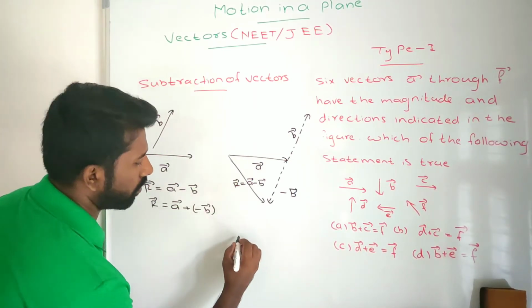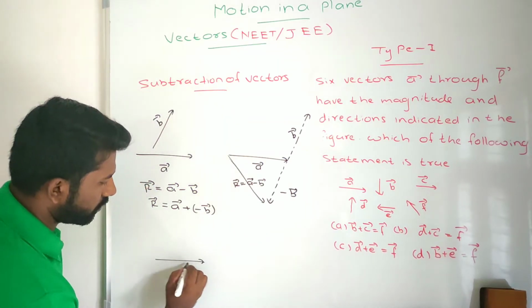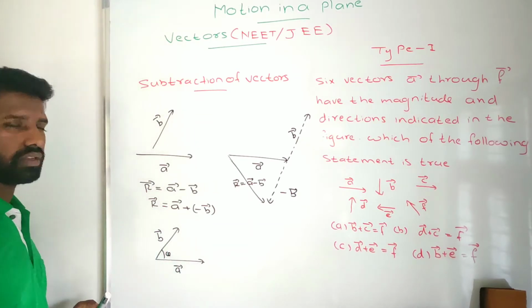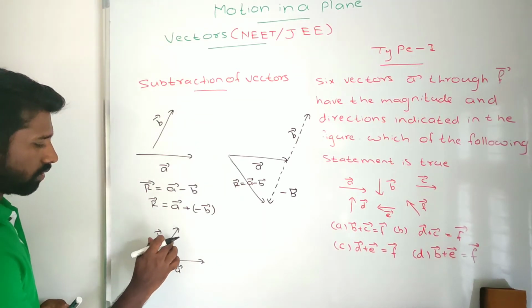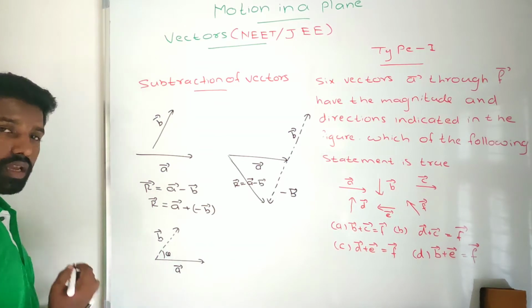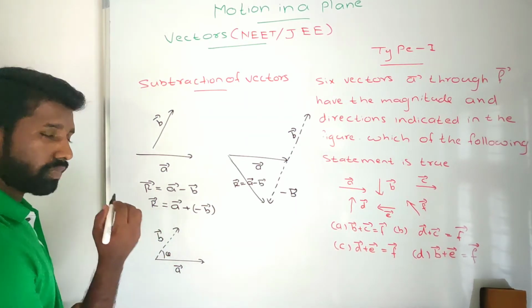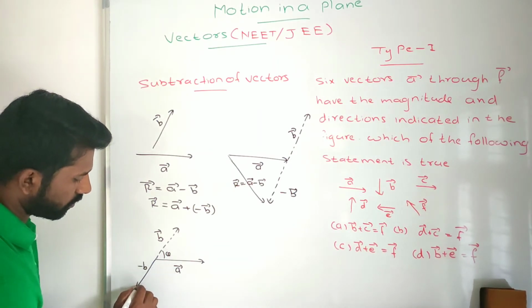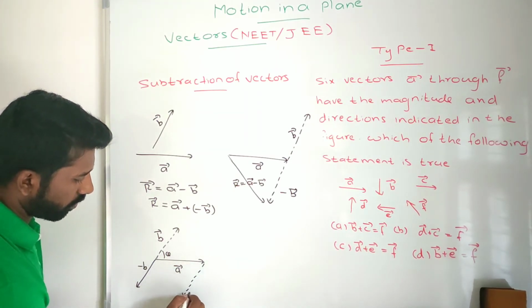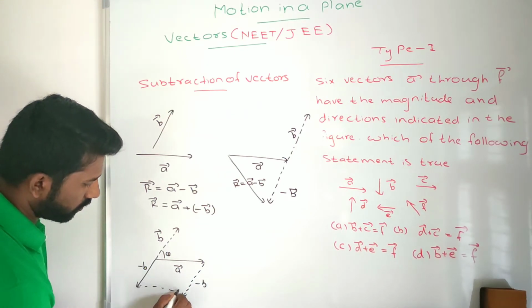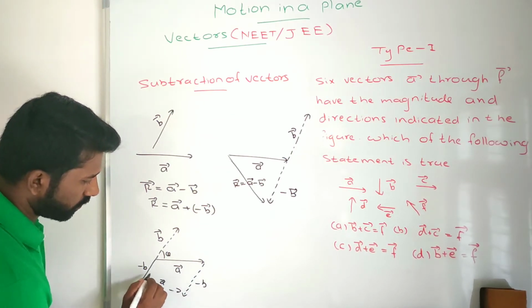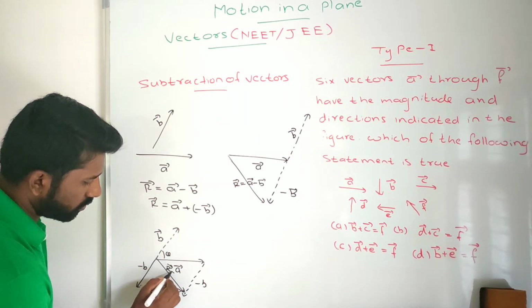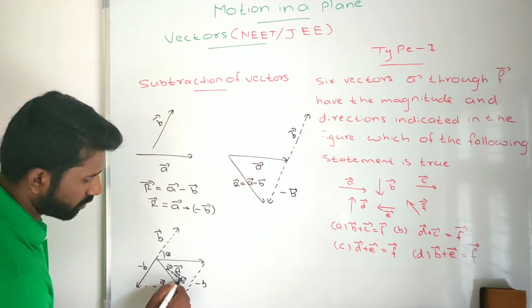Then I will show you how we can apply the parallelogram law. If this is the A vector and this is the B vector, and the angle between them is theta. Then what about my negative vector? The negative vector has the same magnitude but opposite direction. So like this you can draw. This is the minus B vector. Now we can form a parallelogram like this. This is the A vector. This diagonal of the parallelogram is the resultant, that R is equal to A vector minus B vector.